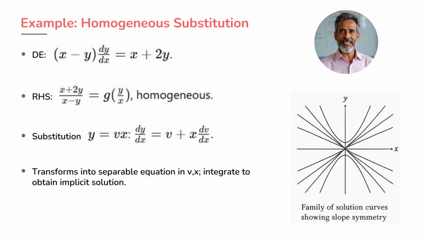Now substitute y equals vx. Then dy by dx becomes v plus x dv by dx. Substituting into the equation transforms it into a separable form involving v and x. After integrating, we get the implicit solution curve. Notice the pattern? Homogeneous substitution reduces complicated-looking equations into manageable, separable ones.